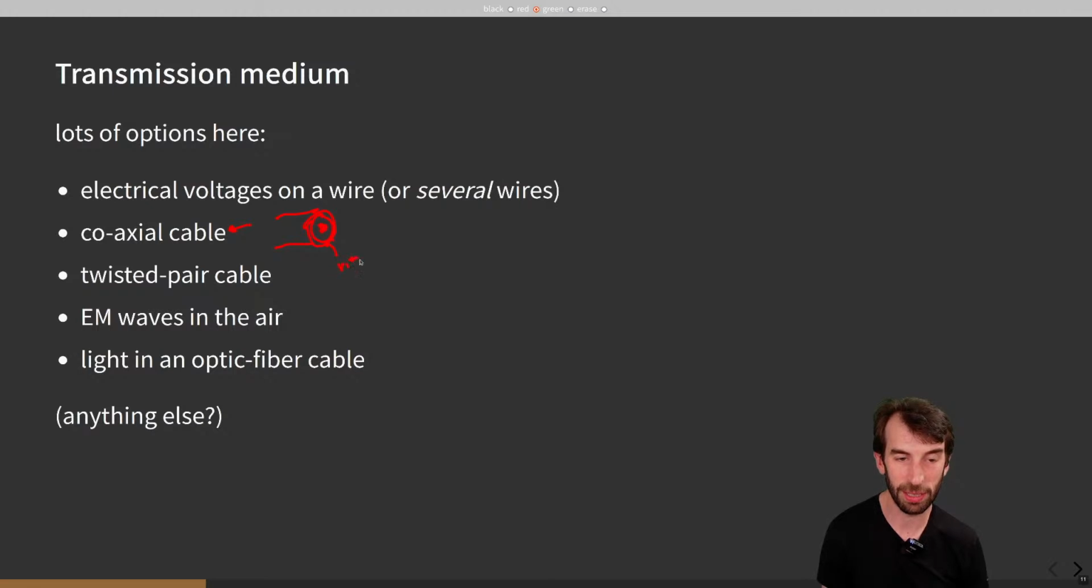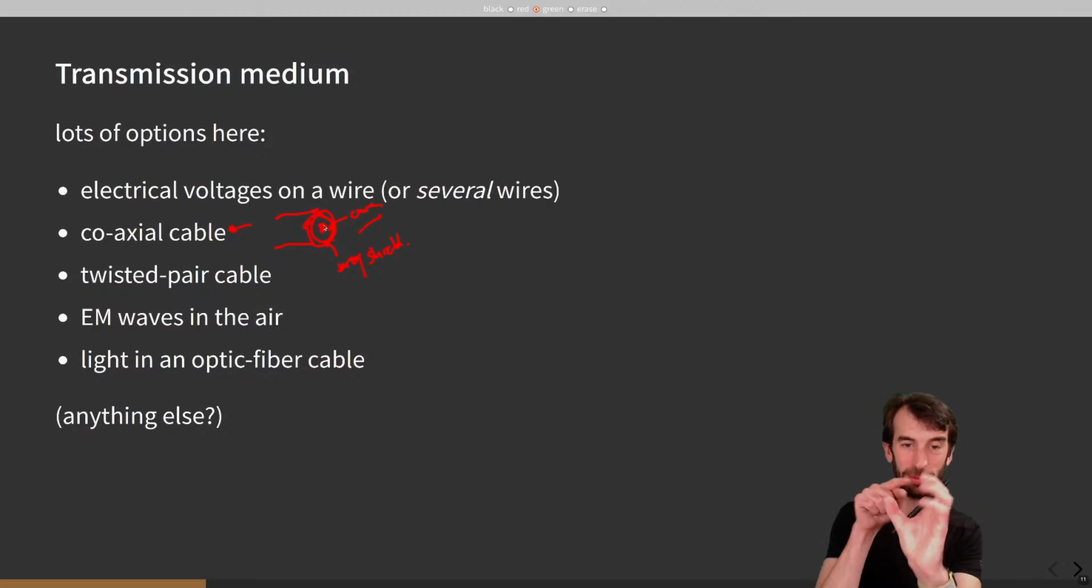So there's the ring, or the shield, as it's sometimes called, and that's the core. It's called coaxial cable because there's only one axis. That's the axis, and the two conductors are around it. One's in the middle and one's in a ring around that.